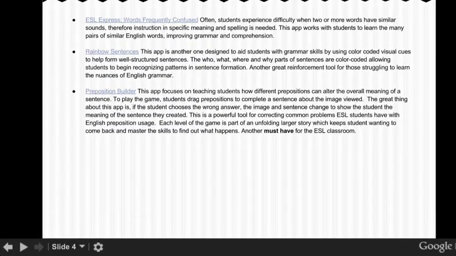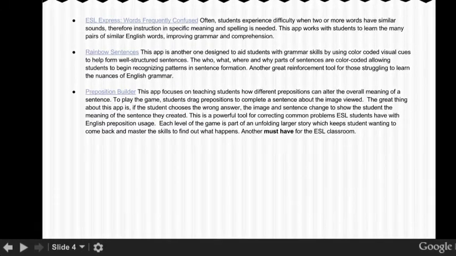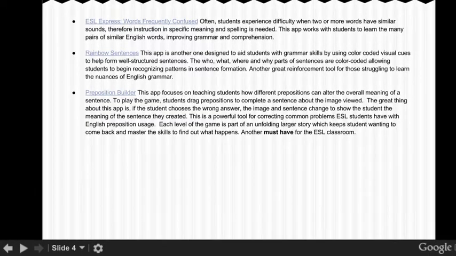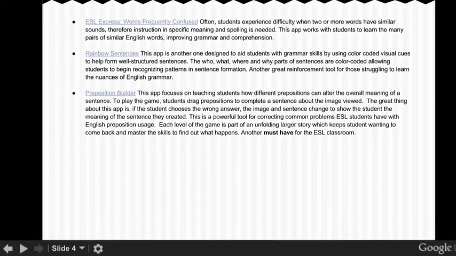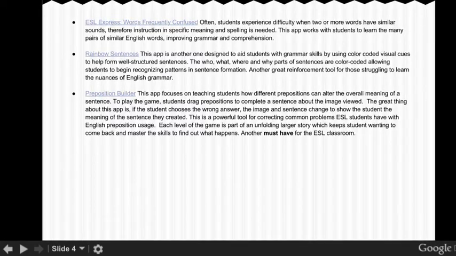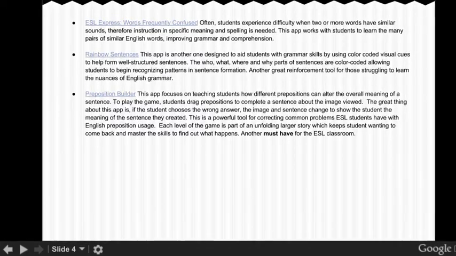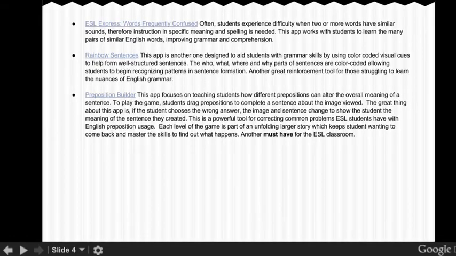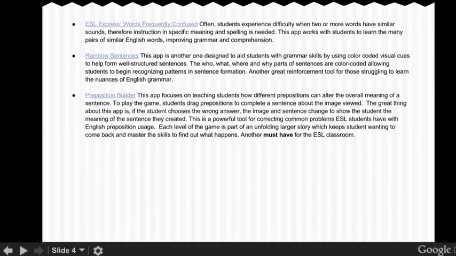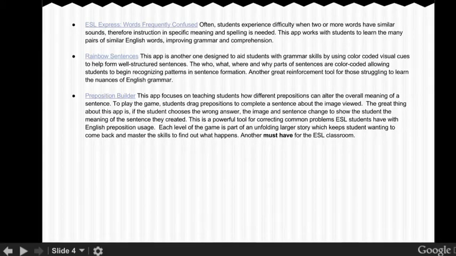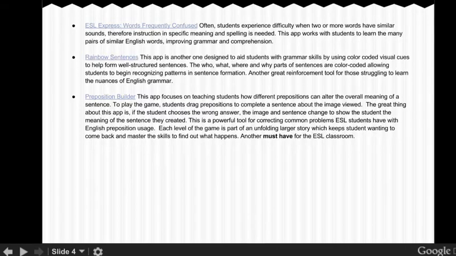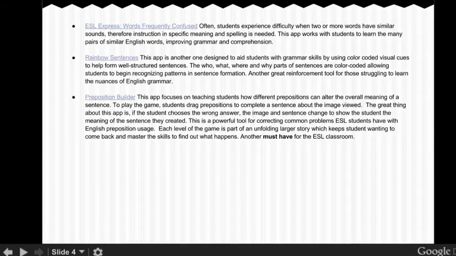Okay, and you've got ESL Express, words frequently confused, like produce and produce, and English is one of the hardest languages actually to learn. Rainbow sentences, preposition builder, and on the other page it had speech tutor. I showed you the funny video of the man trying to say hamburger.